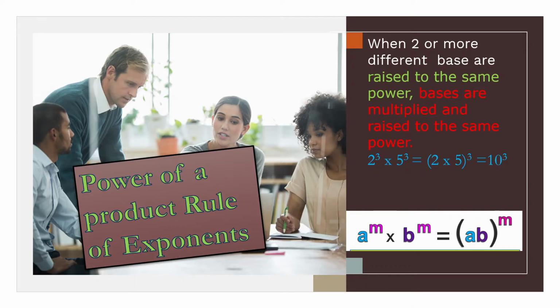This is the power of a product rule of exponent. So when different bases are there with the same power, you will multiply the bases and that product will be raised to the same power. This is called the power of a product rule. Read the rule.